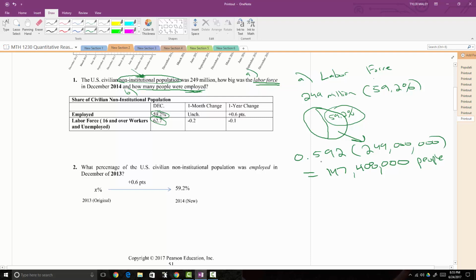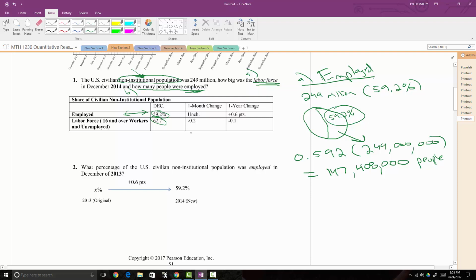actually, this would be how many people are employed. I used the 59.2 number. So let me fix this up here. This would be the employed figure. So notice I use 59.2%, which goes with employed.